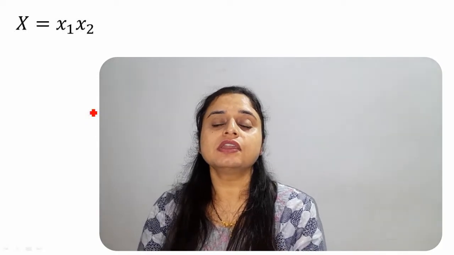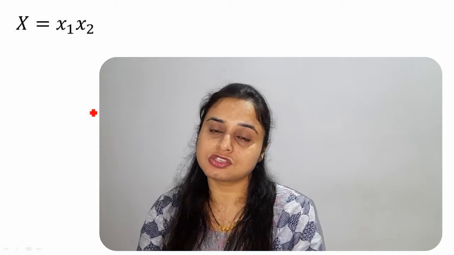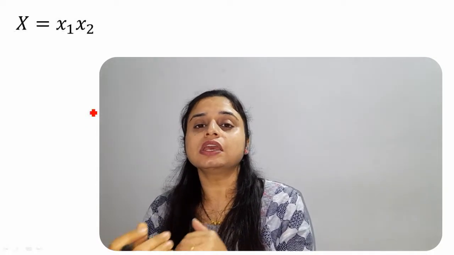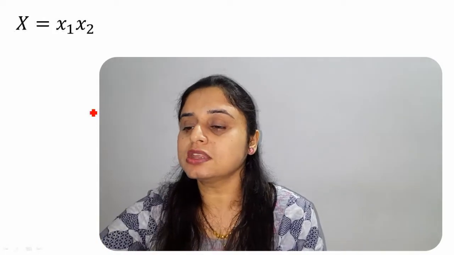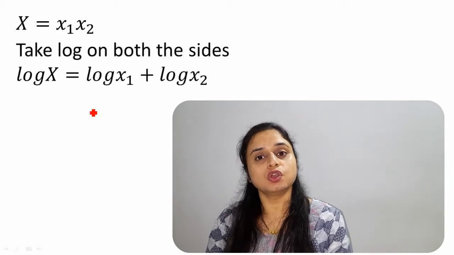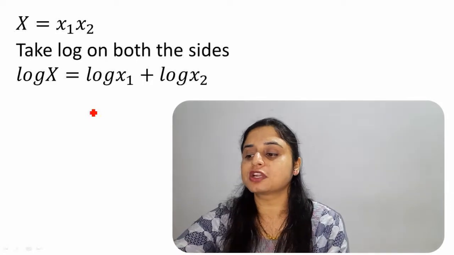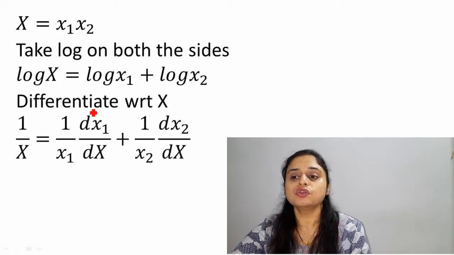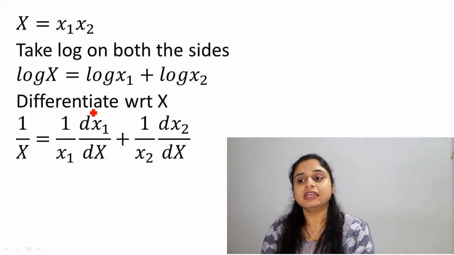Here we are taking one function, capital X, which is the product of x1 and x2. For finding the limiting error, first we have to take the log on both sides. So the equation becomes log X = log x1 + log x2. Now differentiate with respect to capital X. You will get 1/X = (1/x1)(dx1/dX) + (1/x2)(dx2/dX).